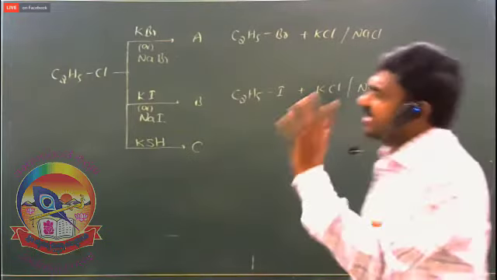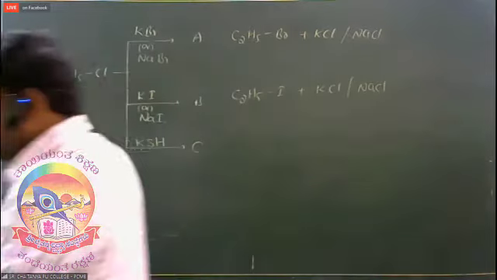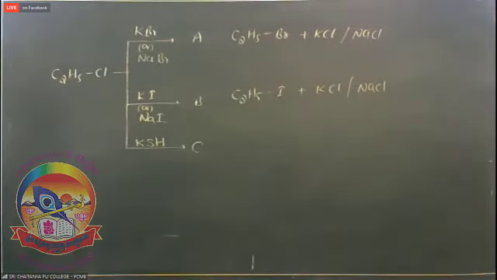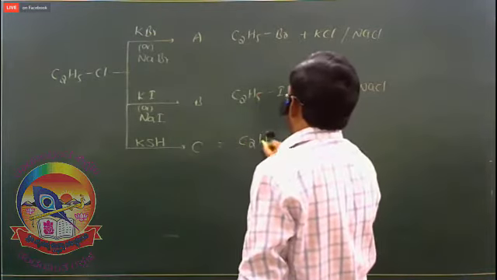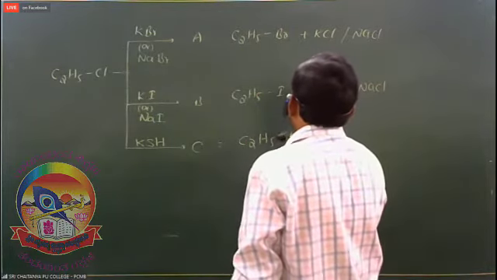What is C? Because all the properties are already completed, find what is C. Here K and Cl, KCl is eliminated. C is C2H5SH.